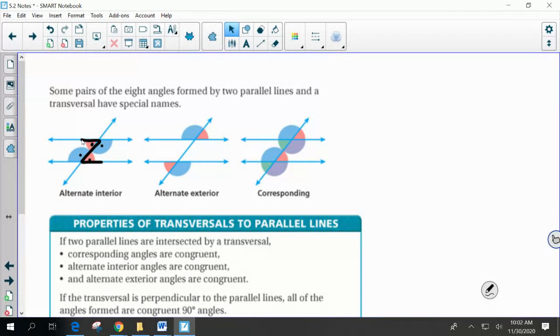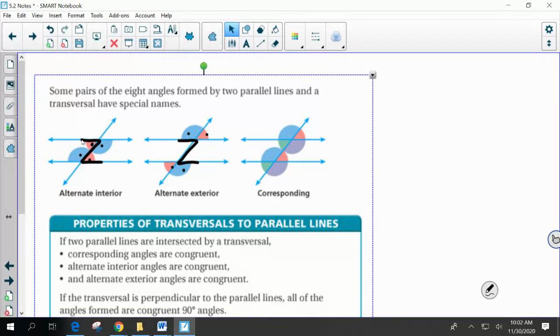If I draw a Z right here, the outsides of my angles are congruent to each other, and that's called alternate exterior angles. And then here, if your angles are located in the same position, like both of them are in the top right corner, then they'd be corresponding. So those are just different reasons that angles are congruent. We've also learned a couple others, like vertical. Vertical angles are when they are right across from each other.